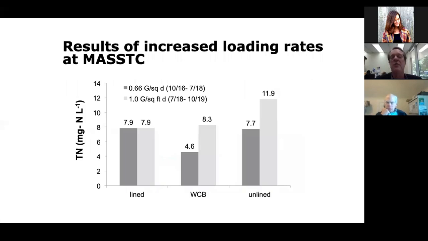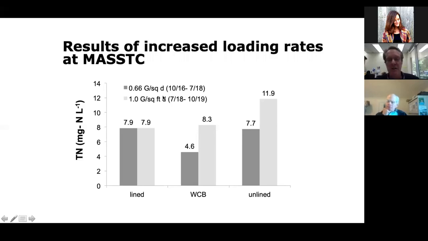Our systems could do that for the lined system and the wood chip box. We got basically 8 milligrams per liter running not just at the lower rate, but at 1 gallon per square foot per day. For the unlined system, its performance was above 10 milligrams. So what we're recommending to engineers and regulators based on these experiments is that for lined systems and wood chip systems, you size the system, design it based on 1 gallon per square foot per day.